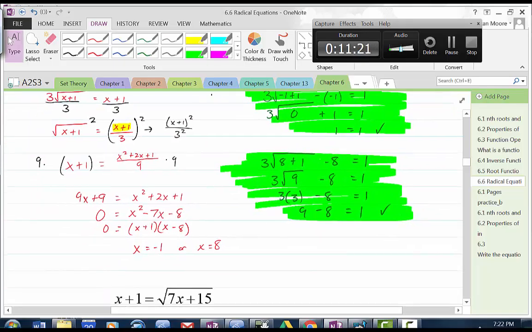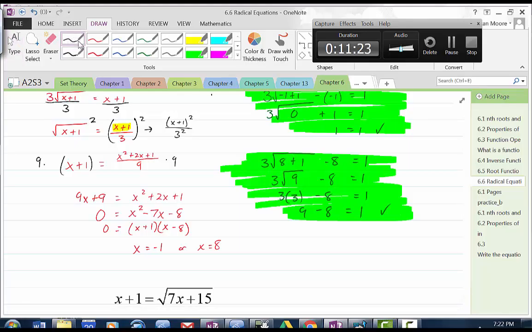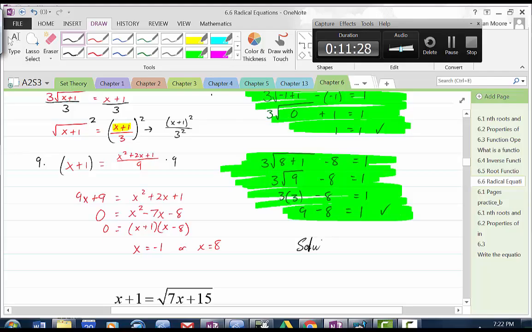And since they both work, our solution set, I'll even write it, our solution set is negative 1, 8.